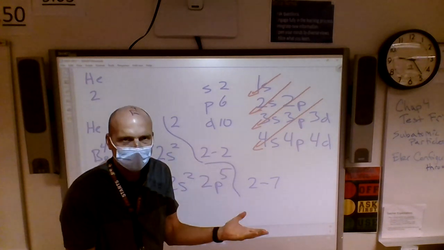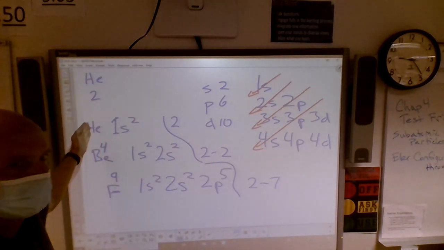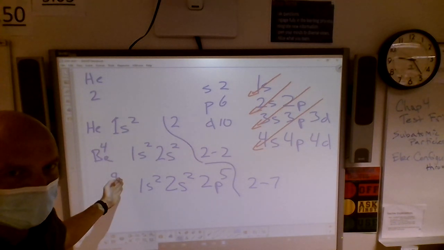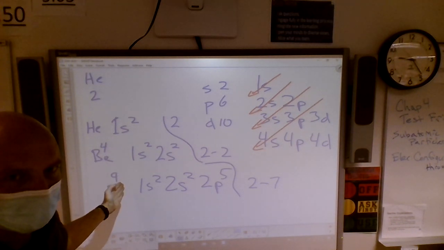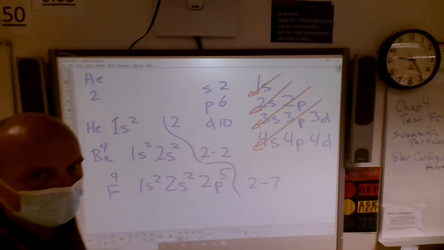All right, you can use your periodic table. I don't expect you to memorize the atomic numbers, but once you know that, that's the number of electrons. You just keep going until that point.